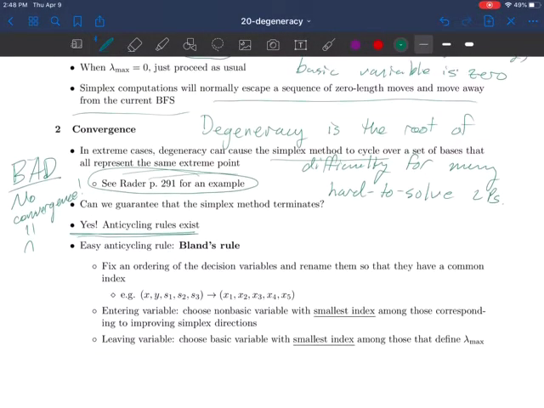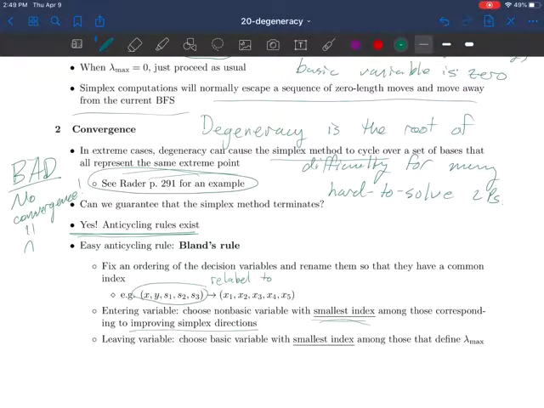So how do we guarantee that we actually terminate? We're going to use something called an anti-cycling rule. The one that we teach you is called Bland's rule. It was one of the first ones developed. What we do is we fix an ordering. So in this previous form, we would relabel the x, y, s1, s2, s3 to x1, x2, x3, x4, x5.